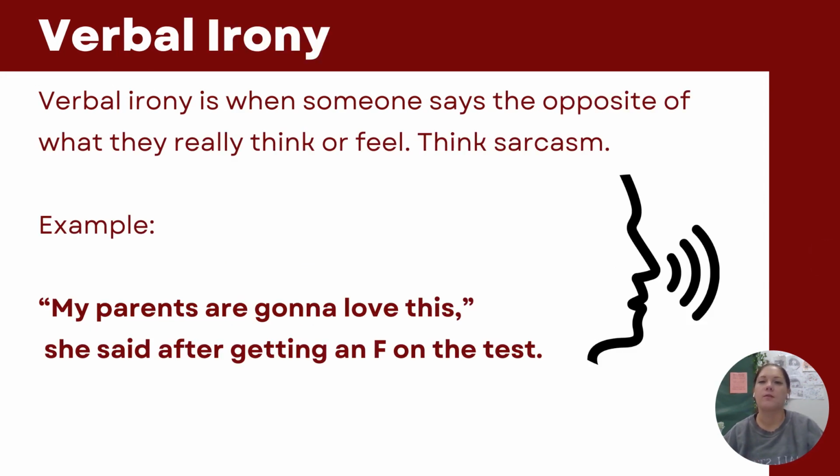First, verbal. So verbal irony is when someone says the opposite of what they really think or feel. So this is like sarcasm. So the example here is, "My parents are going to love this," she said after getting an F on the test. She doesn't really mean her parents are going to love it. She's being ironic. So that's verbal irony, when someone says the opposite of what they really think or feel.